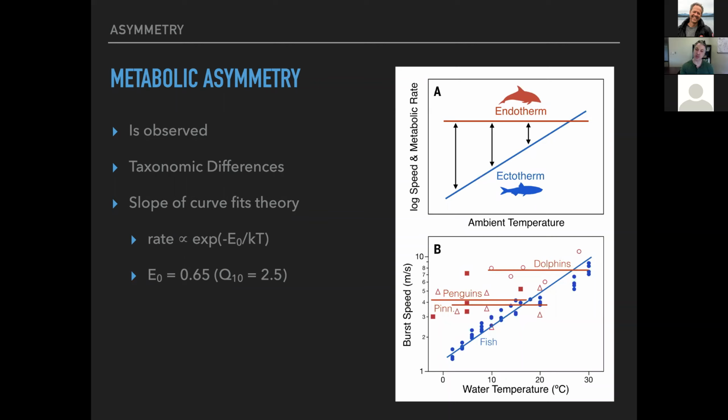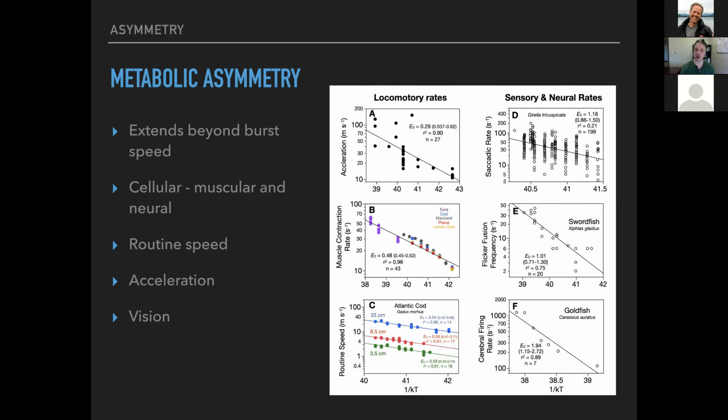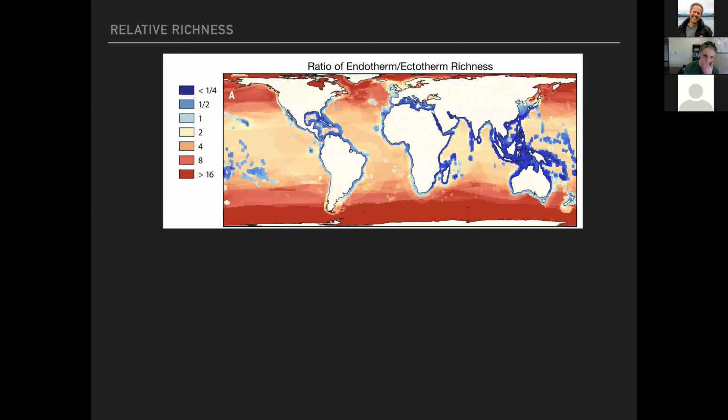We can apply some theory to the rate at which the ectotherms are increasing using chemical kinetics notation, the Boltzmann factor, but it's 2 to 3 times per 10 Celsius. Then I looked at other metabolic rates that might be relevant for ecological interactions and for the generality of this principle: acceleration, routine speed, which are whole body, muscle contraction rates, the rates at which the eyes are moving and processing information, the rates at which your brain is firing. They all have strong thermal signals, close to the canonical E value of 0.65, though some are higher and some are lower. But they're all really responsive to temperature. So there is a metabolic asymmetry.